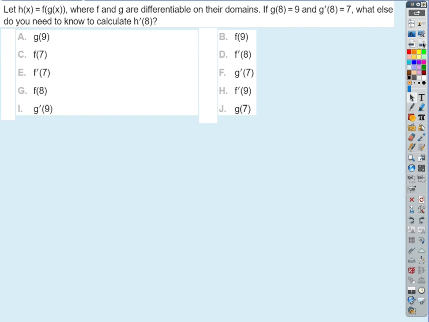So this isn't really calculus. This is just a review of some critical pre-calculus stuff. We've got this composition of functions. h of x is f of g of x. And we want to calculate h prime of 8, right? Where f and g are differentiable on their domains, and they're telling us g of 8 is 9 and g prime of 8 is 7. So what else do we need to know to calculate h prime of 8? How am I going to do h prime?